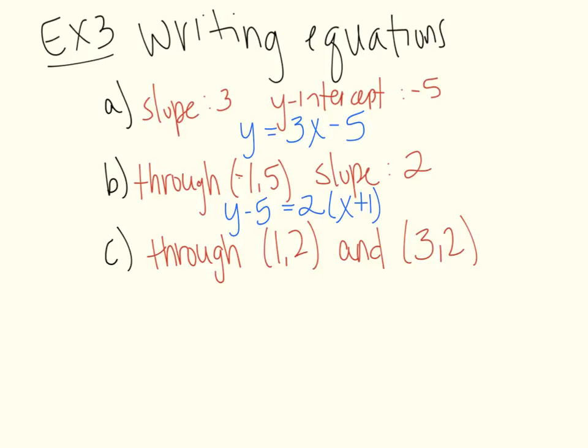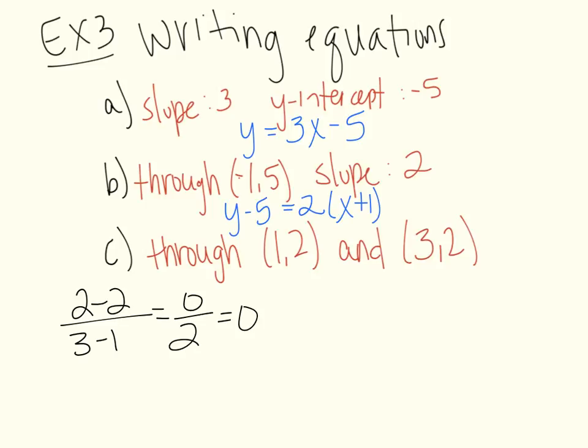Now, this last one says through 1, 2, and 3, 2. So if they give you 2 points like this, then you're going to have to use the slope formula. You're going to have to use the slope formula to find the slope, and then depending on what you find, you can use y equals mx plus b to find the y-intercept. So for this one, we've got 2 minus 2 over 3 minus 1. That's going to give us 0 over 2, which means our slope is 0.